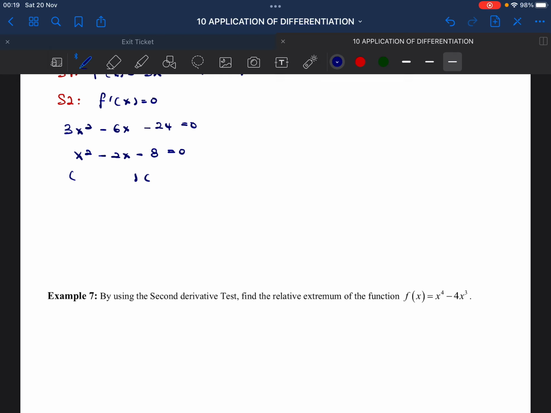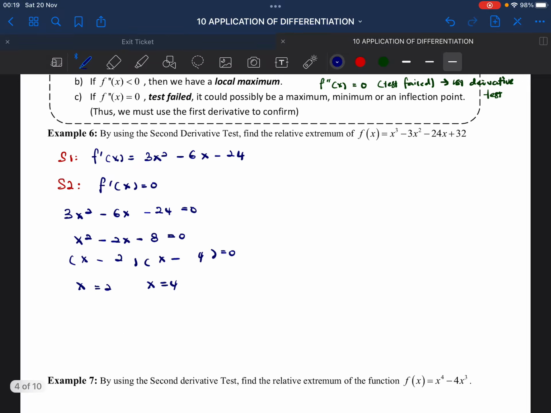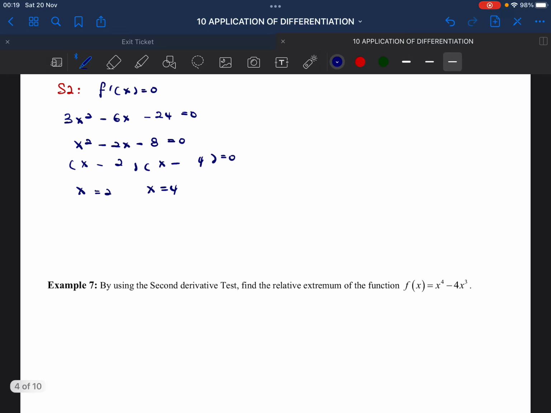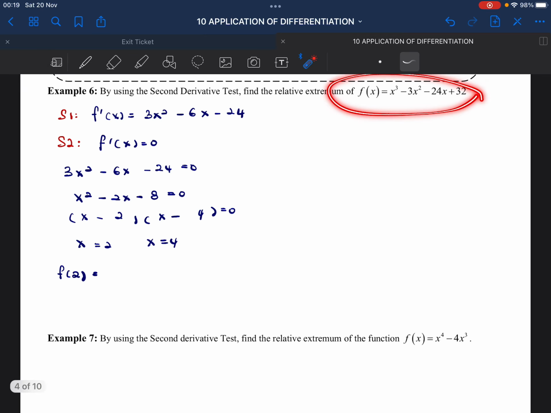So now just use your calculator, your amazing calculator. We have x equals to negative 2, x equals to 4. Okay, so therefore we have our stationary values, stationary numbers. So now we want to find our stationary value so that we can have our stationary points. Okay, make sure kamu tahu apa yang saya tengah cakap. So sub our x into the original function here.